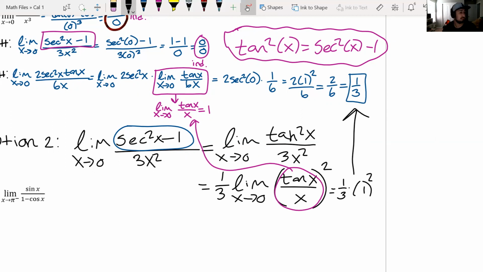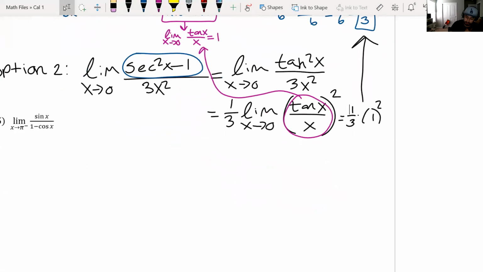The first route works just as well. You didn't have to know identities, you just had to know derivatives, and one little limit trig identity. Okay, perfect. So know your identities, right? All right.